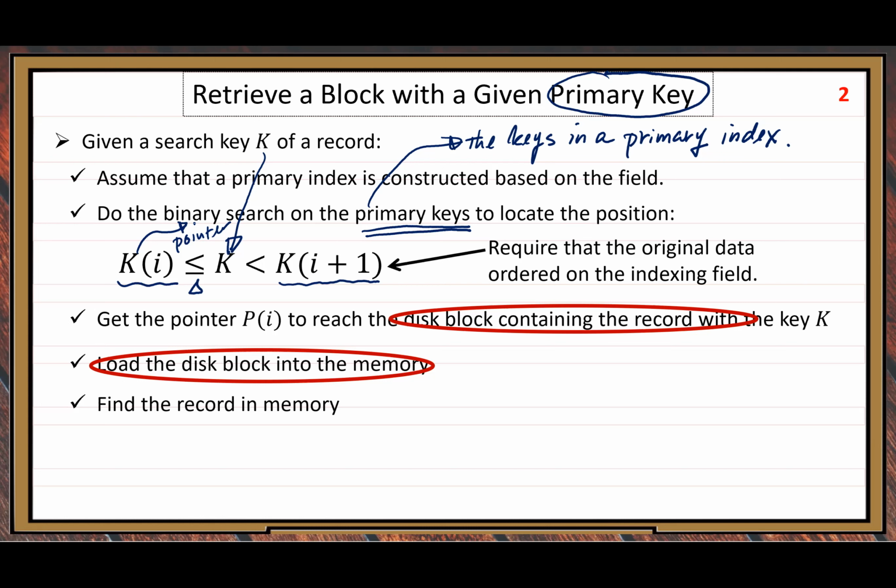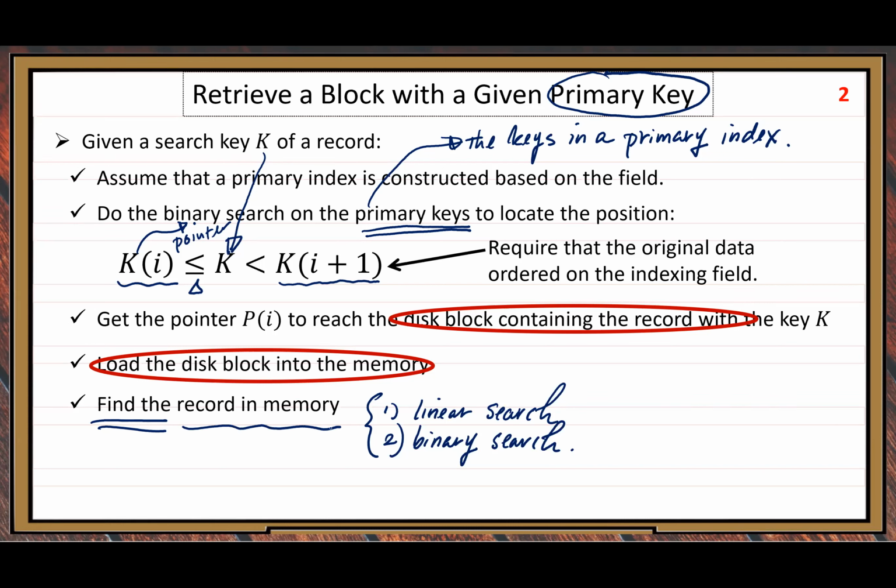But regarding finding the record, you need to do another round of search, right? How do you do that search? What kind of search? You need to think about it. Typically we have two types. One, linear search, or sequential search. Second type, binary search. These two types.